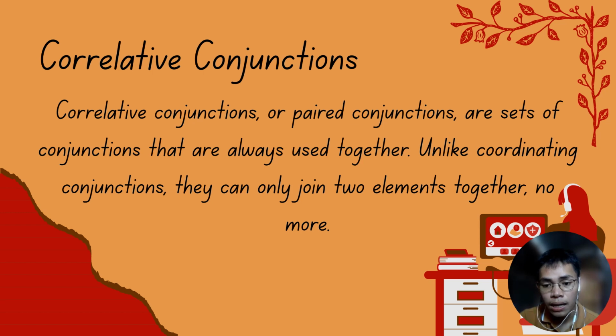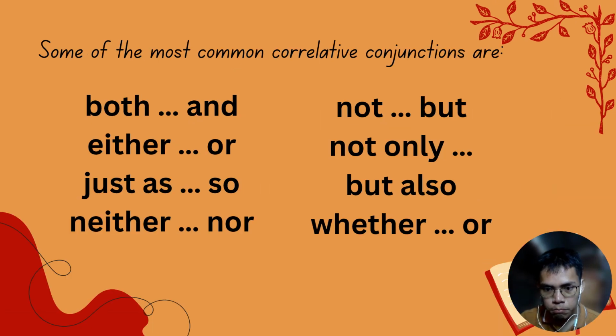Two elements only, that is all they can join. These are some of the most common correlative conjunctions in English, and there are a lot more. So these are both and, either or, just as so, neither nor, not only but also, whether or.